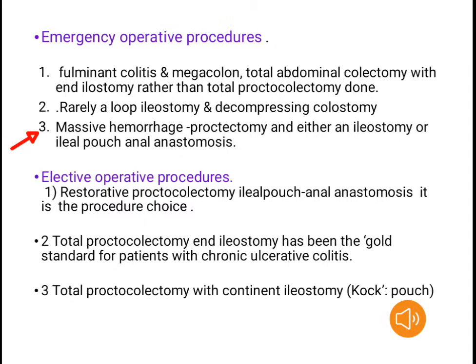Massive hemorrhage that includes bleeding from rectum is managed by proctectomy, and either an ileostomy or ileal pouch anal anastomosis. Elective operative procedures. 1. Restorative proctocolectomy, ileal pouch anal anastomosis. That is the procedure of choice. In this procedure the entire colon and rectum are excised, and the ileum is made into a reservoir or pouch. Total proctocolectomy and ileostomy has been the gold standard for patients with chronic ulcerative colitis. Total proctocolectomy with continent ileostomy pouch.